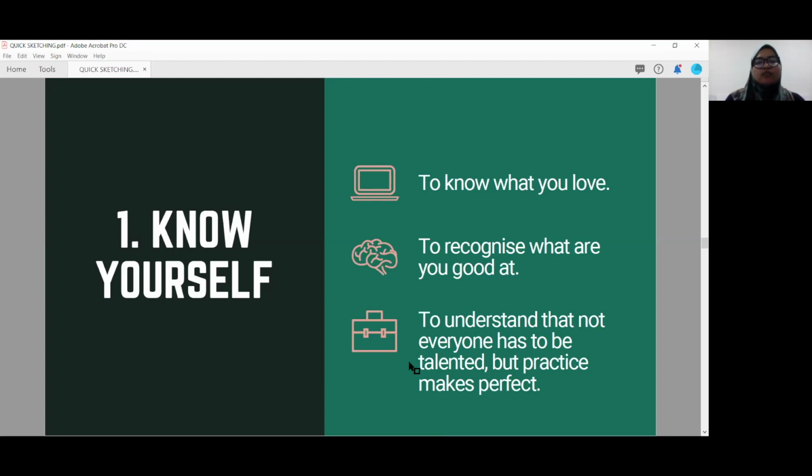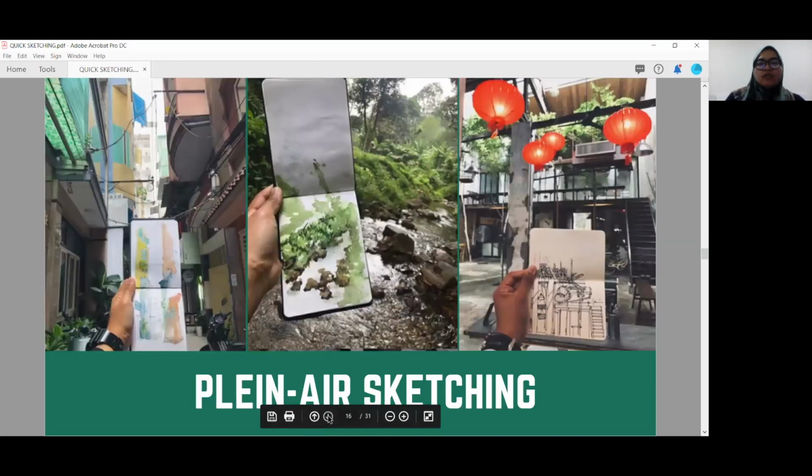The third one is to understand that not everyone has to be talented. Okay, I wouldn't say myself as talented, but I know that I can sketch because I have endured the patient time for the practice. To practice every day, I never skip practicing every day. Everything must be inside my sketchbook. Okay, these are basically part of my journey in this sketching.